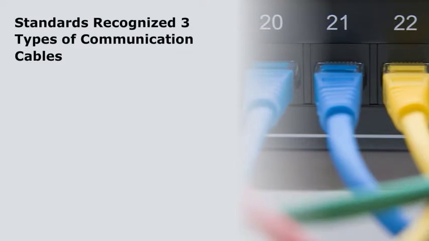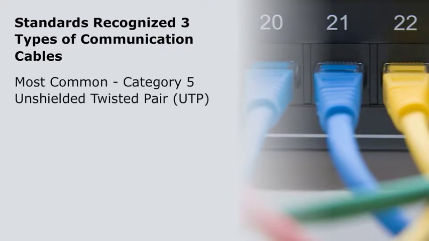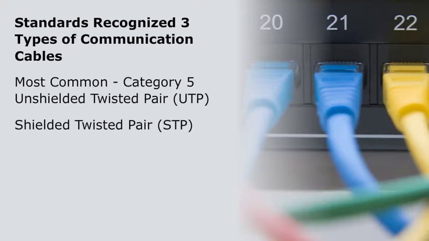In the heyday of office cubicle design, standards in the United States recognized 3 types of communications cables. The most common is Category 5 Unshielded Twisted Pair, or UTP, cable. There are also other category types, such as Category 3 or Category 6. The second type is Shielded Twisted Pair, or STP cable. The third type, optical fiber, continues to grow in popularity and availability.